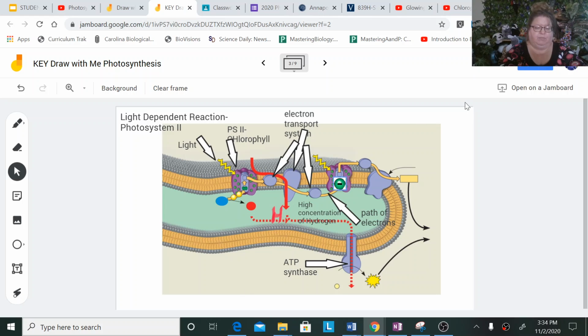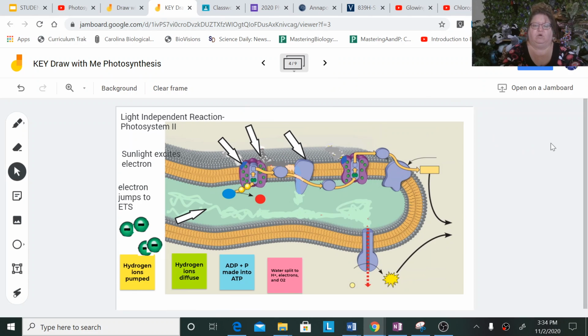So again, you can hit pause and make sure that yours is right. And then we're going to go on to slide 4. Now, mine's going to end up being a little messy, but let's do this step by step. So this is kind of what's happening to our electron.